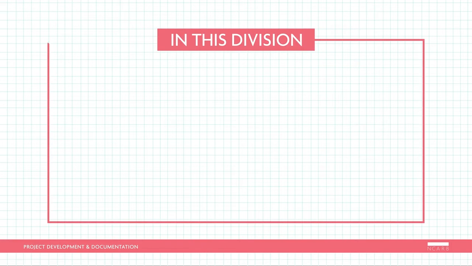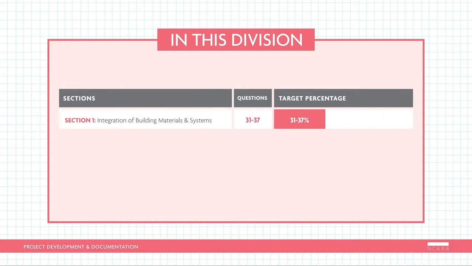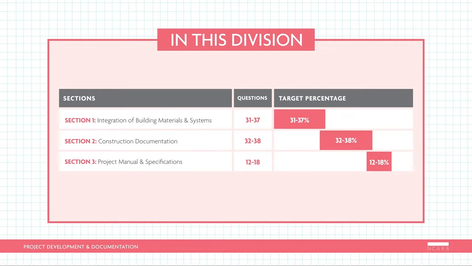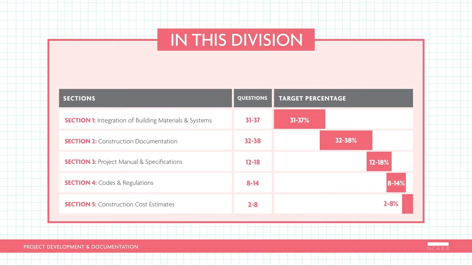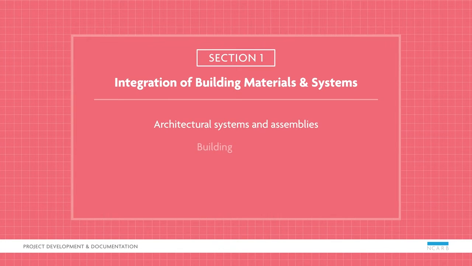You'll have 4 hours and 5 minutes to answer 100 questions in this division, which includes sections on integration of building materials and systems, construction documentation, project manual and specifications, codes and regulations, construction cost estimates. In the integration of building materials and systems section, you'll focus on resolving and detailing architectural systems and assemblies, building materials, and engineering systems. Let's look at a sample question.